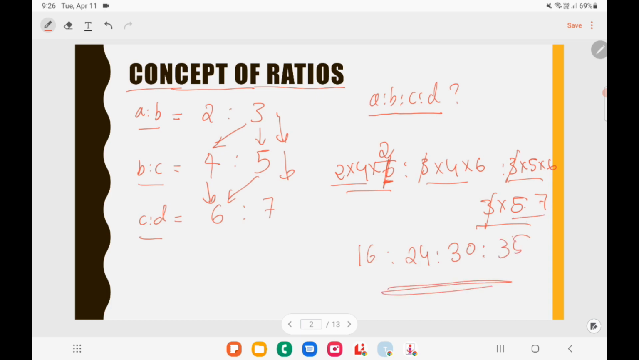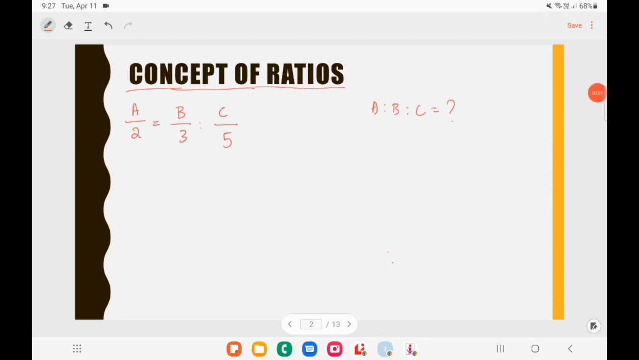So this is the ratio. This is one small trick that you can use in order to find answers to these kind of questions very easily. Okay. So let us now see a different kind of example.